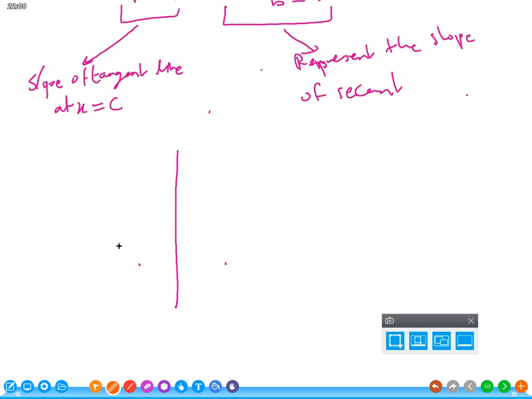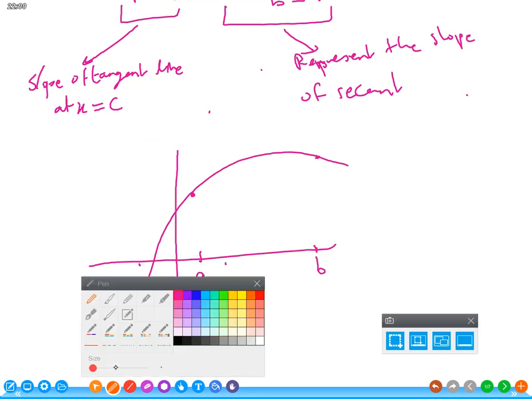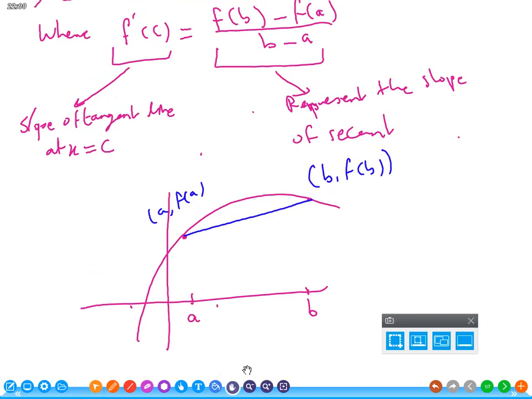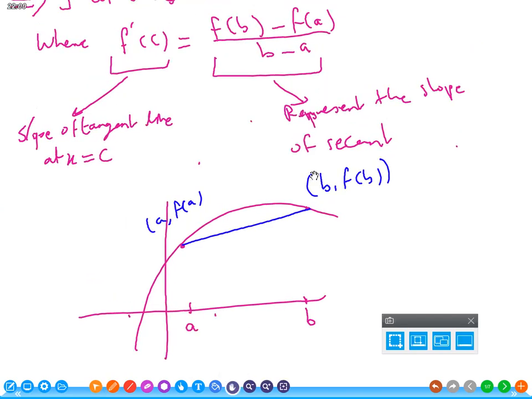Graphically, I have here two points on the graph, from a and b. This is point A, this is point B. If we join these two points, this is called the secant line. This is b, f of b, a, f of a. To find the slope of the line, we use the slope formula, which represents the right-hand side: f of b minus f of a over b minus a. This is the slope of the secant line.